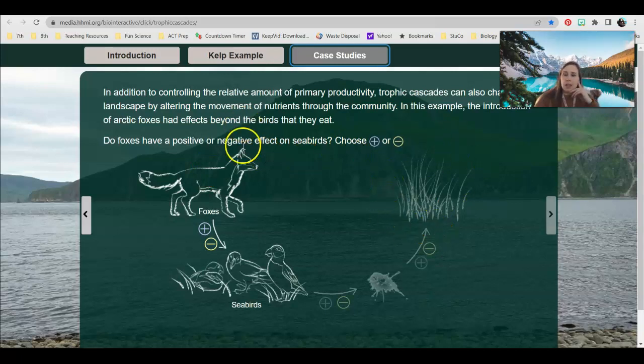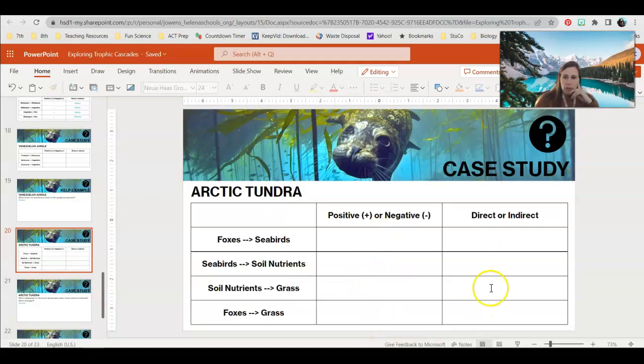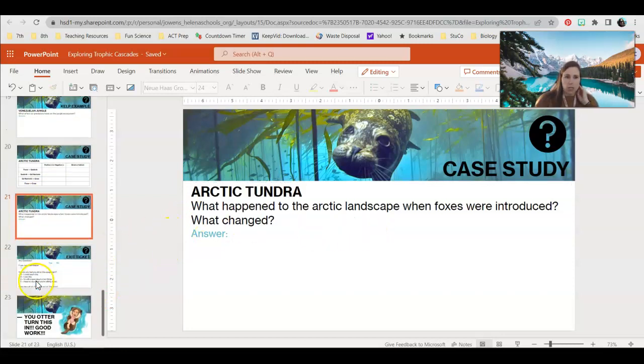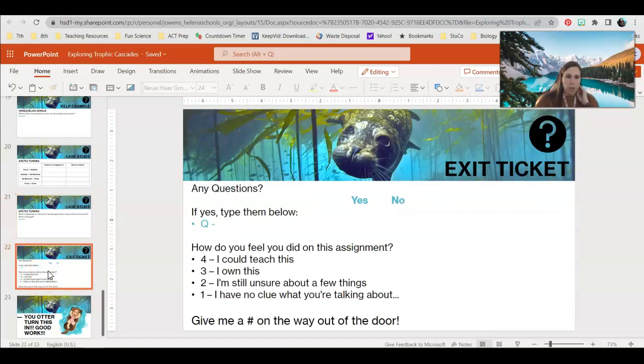Okay, so is that going to be a direct or indirect effect? And then what effects are we going to see throughout our other ecosystem, our trophic cascade? So go ahead, fill out this table, positive or negative, direct or indirect, and then answer this question. What happened to the Arctic landscape when the foxes were introduced? What changed? Okay, and then finally, do your wrap up.